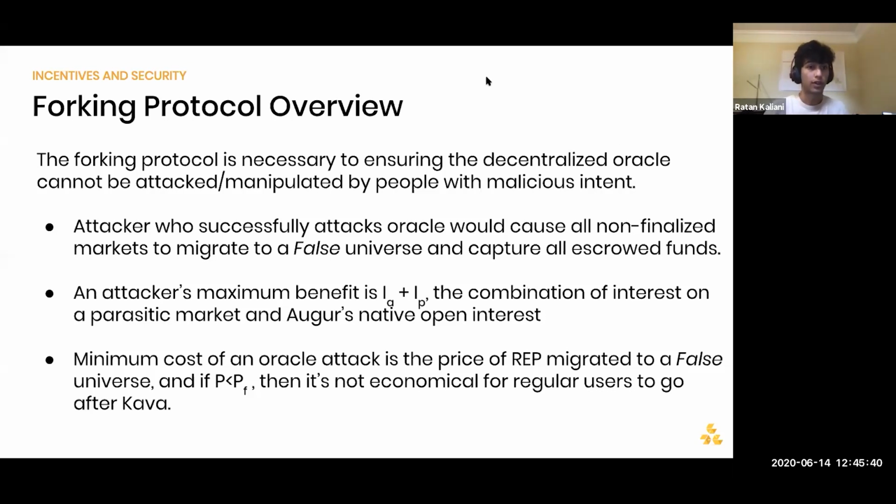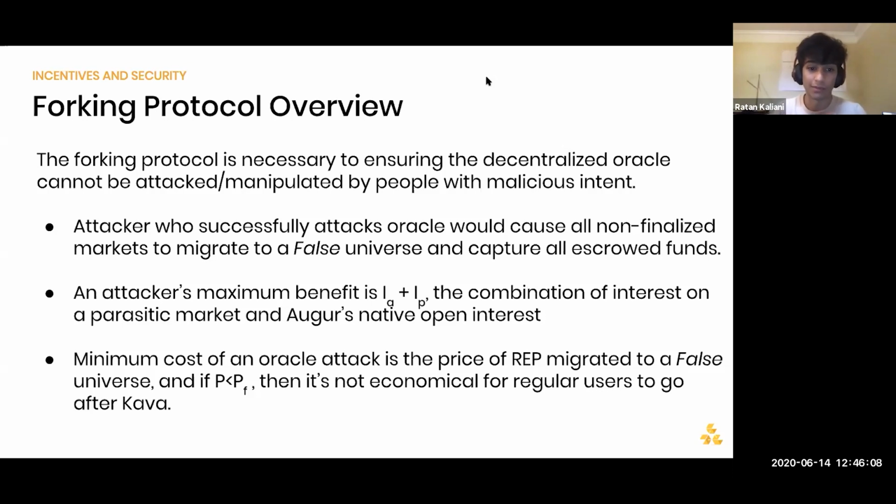The forking protocol is necessary as a disincentive to attackers with malicious intent towards the Augur protocol. Any attacker who successfully attacks the oracle would cause all funds to migrate to a false universe, and so they would be able to capture all escrowed funds. So there's a significant incentive for Augur to create a platform that's able to handle attackers and stay resilient whenever they're going against the system.